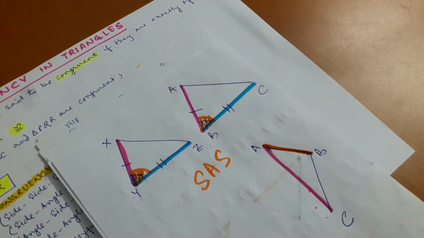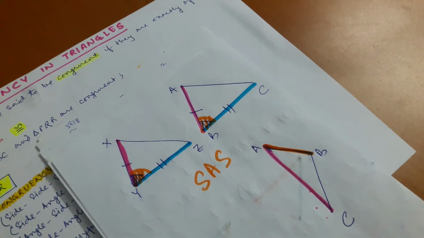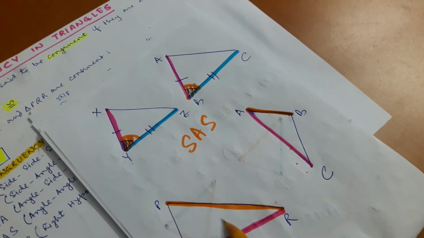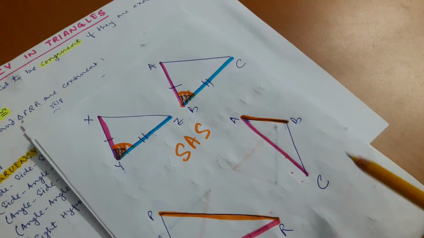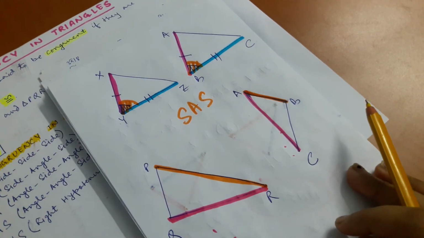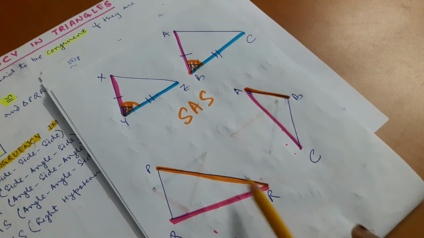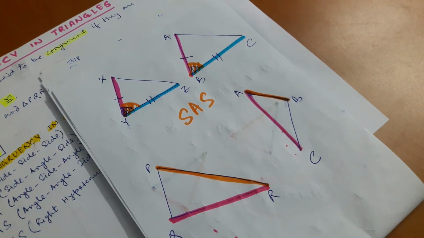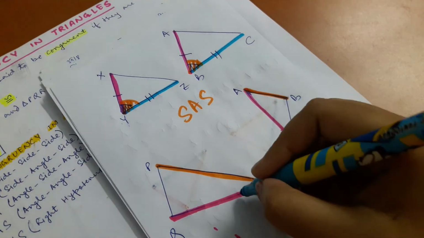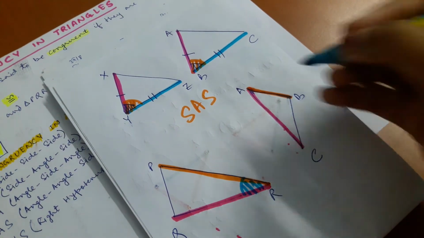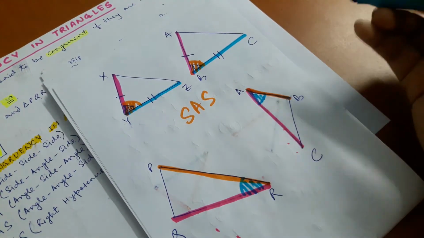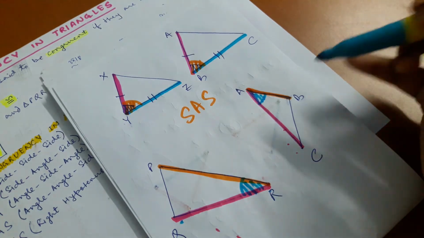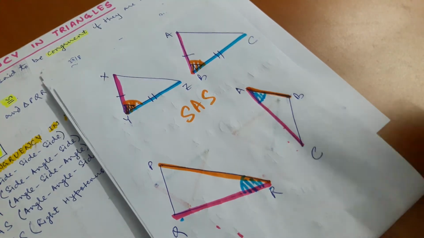I know it is very hard for you to assume, because you can see that PR is so big and AB is so small. But please, for now, just assume that PR is equal to AB. Okay. And these two angles are equal, meaning angle QRP and angle BAC are equal.